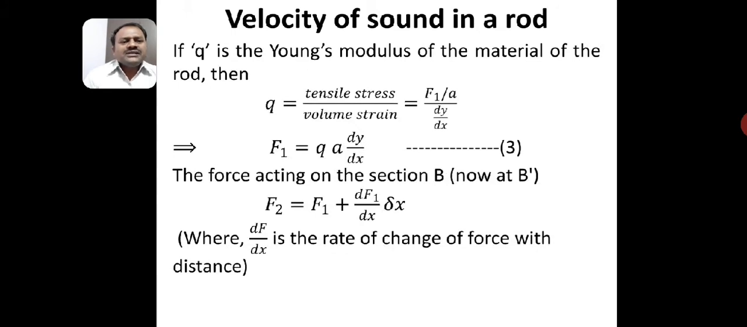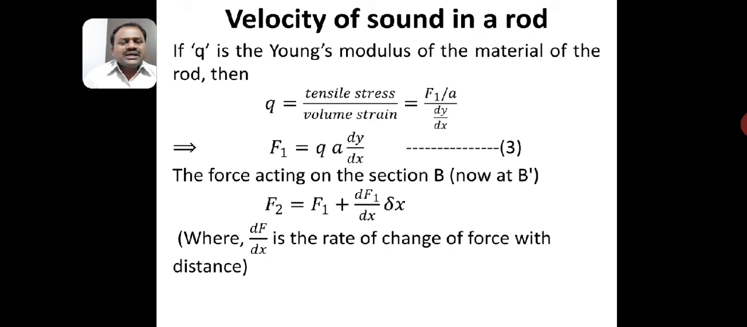Suppose Q is the Young's modulus of the material of the rod. Then Q can be written as tensile stress by linear strain. Sorry, I said volume strain earlier, but this is actually linear strain; there was a mistake in that. Tensile stress by linear strain equals F1 divided by A divided by dy by dx, or F1 is equal to Q into A dy by dx. So this is the force acting on the section A of the rod.